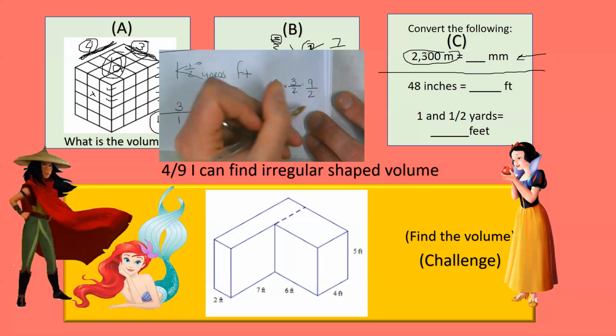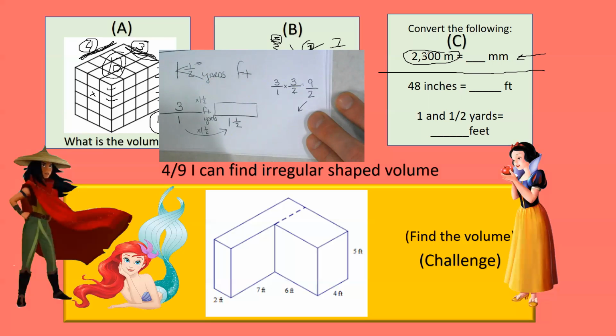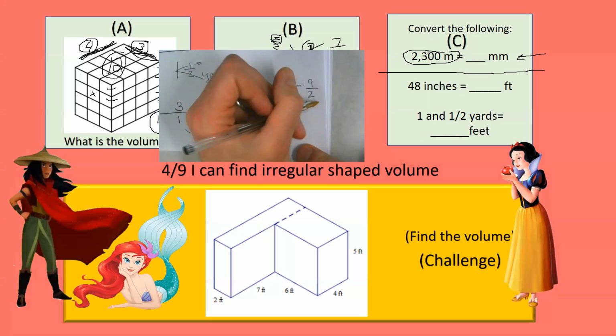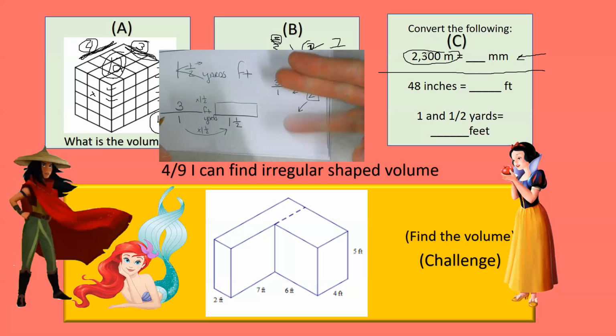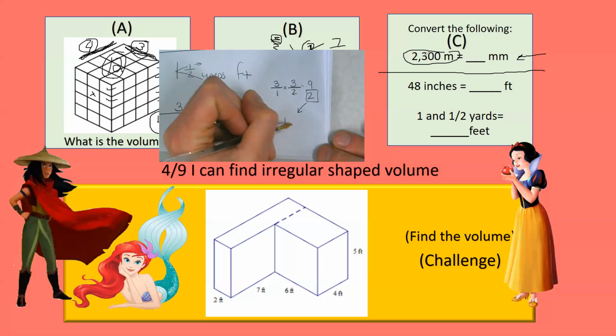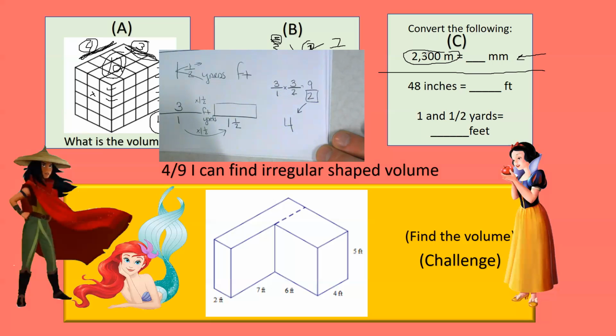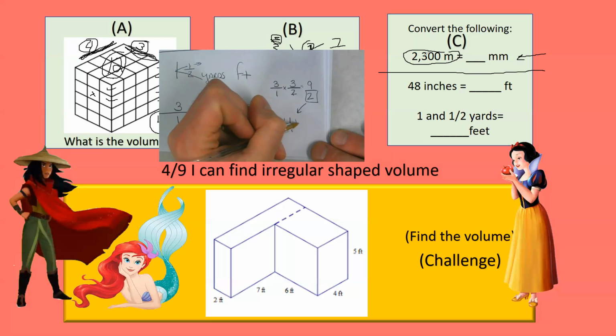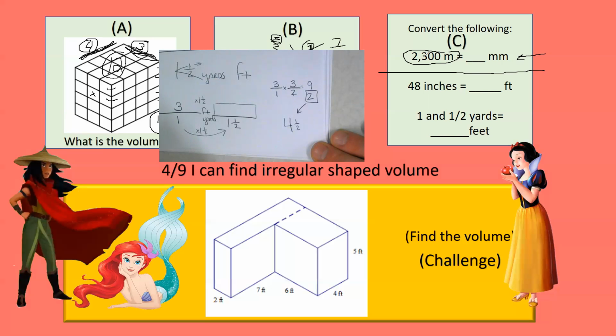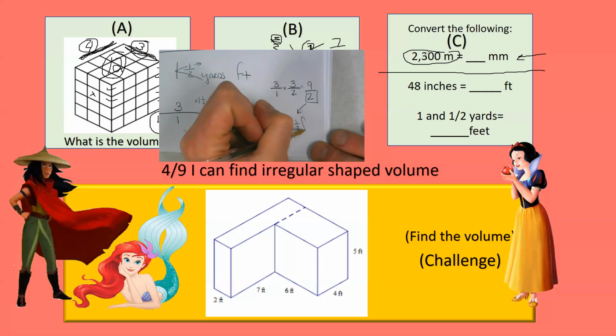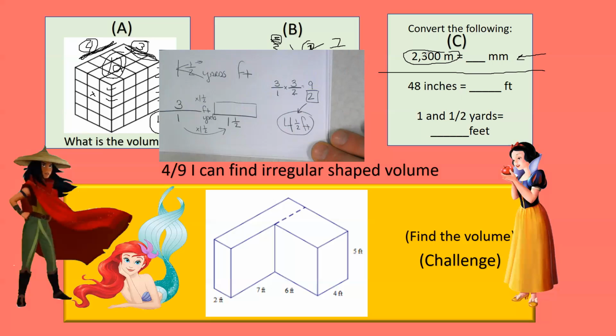And then I could turn this into a mixed number. It takes 2 halves to make a whole. So I have 2, 4, 6, 8. Do you have anything left over? Yeah, 8 means I still have 1 left over. So the answer is 4.5 feet.